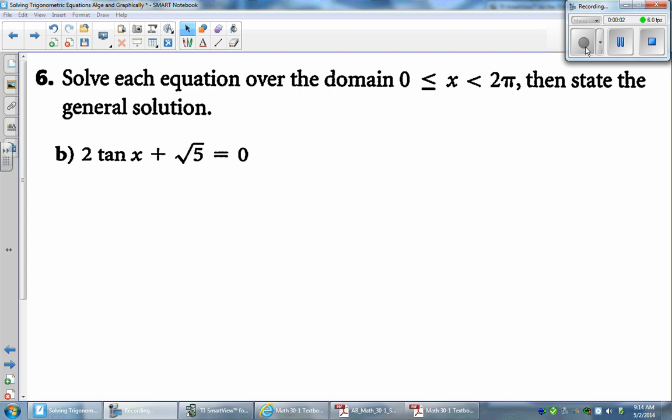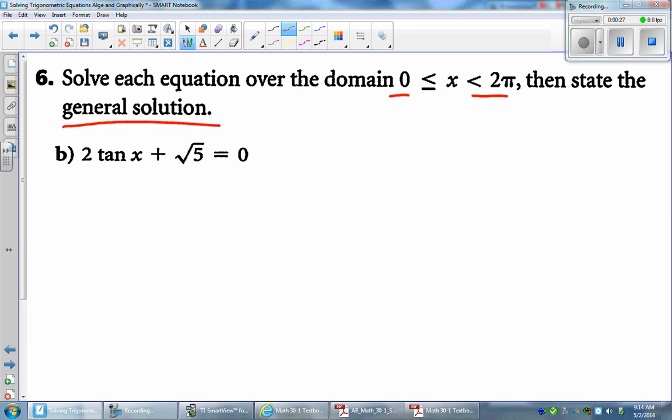All right, in this question here, I'm going to teach you how to solve a trig equation that yet again does not involve using the unit circle because our solutions are not going to be special angles. So within our domain here, 0 to 2 pi, be very wary of our radians, we're working with radians here. And then state the general solution.